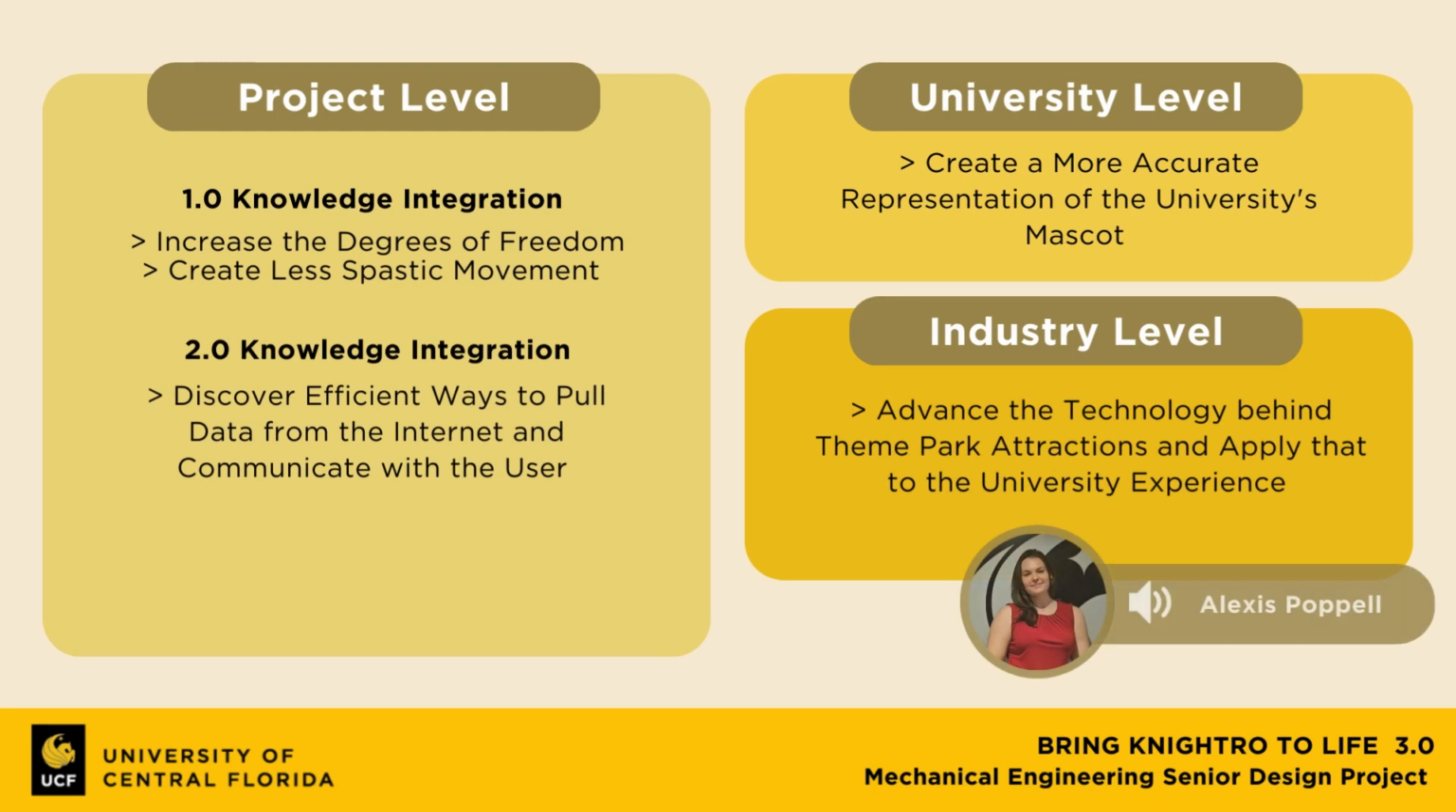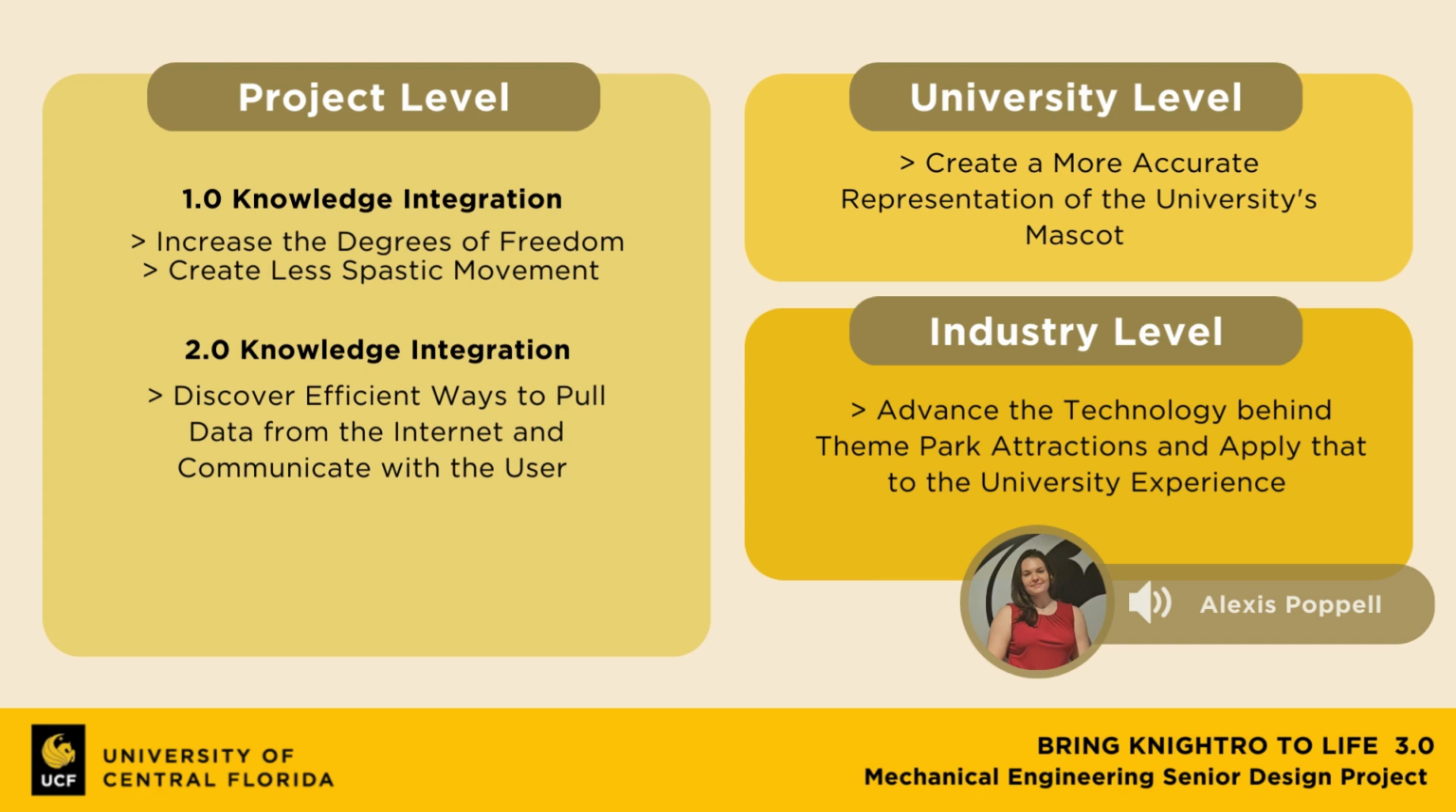On the project level, our goal was to integrate any lessons learned from the 1.0 and 2.0 teams, as well as combine the physical figure from 1.0 and the code created in 2.0. To do this, we improved upon the mechanical and hardware features of the 1.0 iteration by increasing the number of degrees of freedom and by creating less spastic motion. Also, elements of the 2.0 iteration's code and software were implemented in this 3.0 iteration to allow the figure to pull data from the internet and communicate with the user.